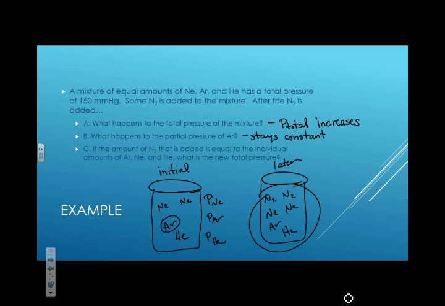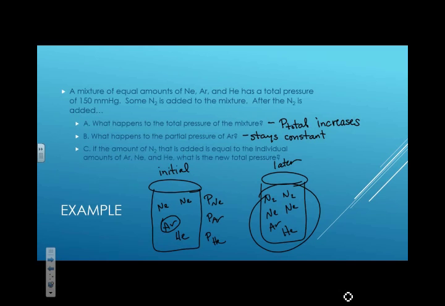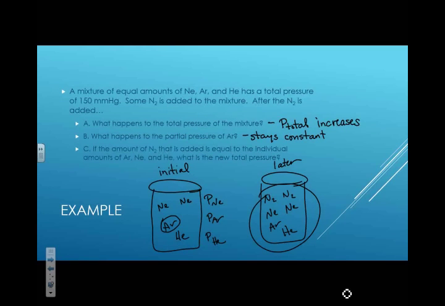If the amount of nitrogen that is added is equal to the individual amounts of argon, neon, and helium, what is the new total pressure? Okay, now we're going to have to do some math. So let's go back and look carefully at our problem. It says a mixture of equal amounts of neon, argon, and helium. So that tells me I have 1 argon for every 1 neon for every 1 helium. They're all equal to one another.